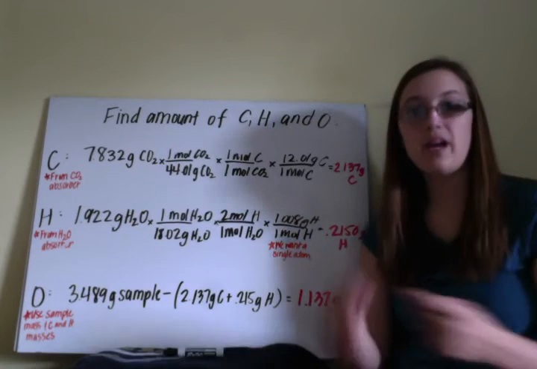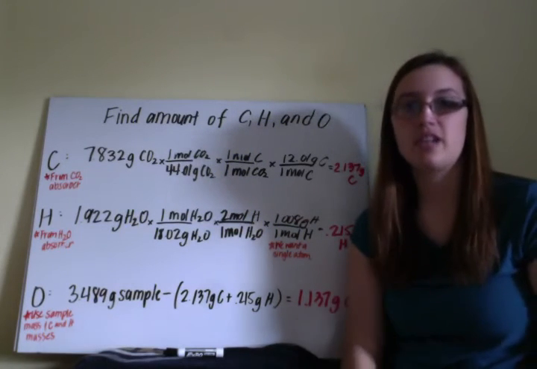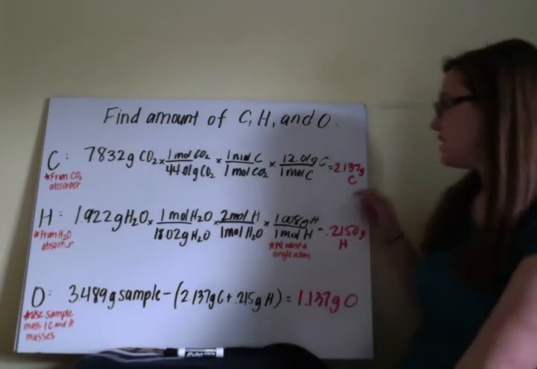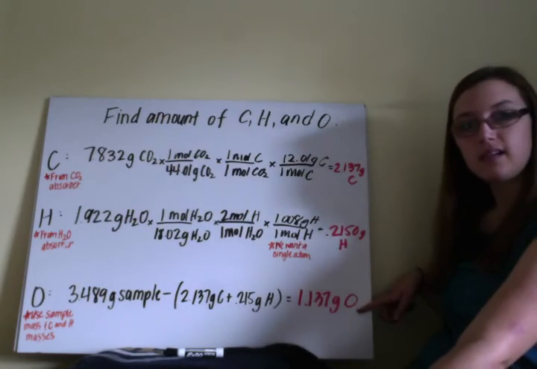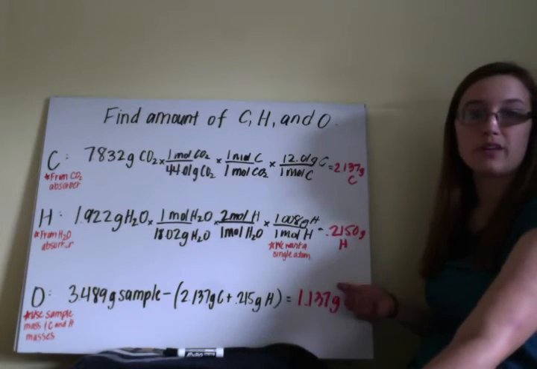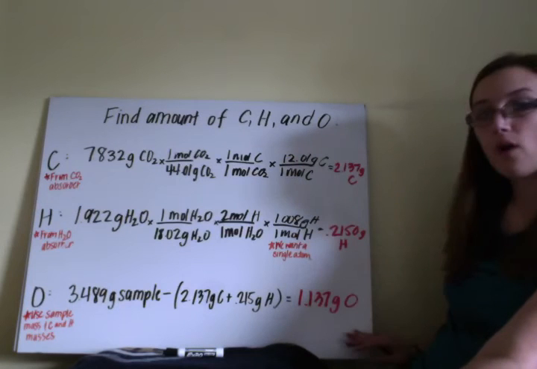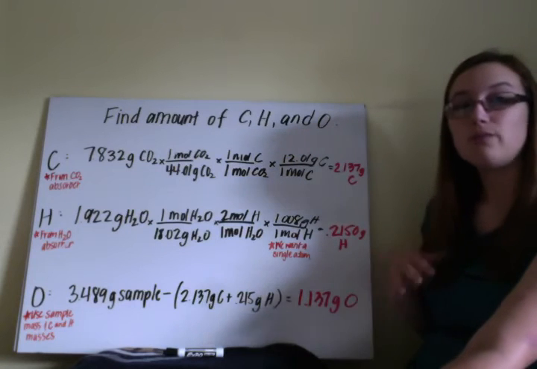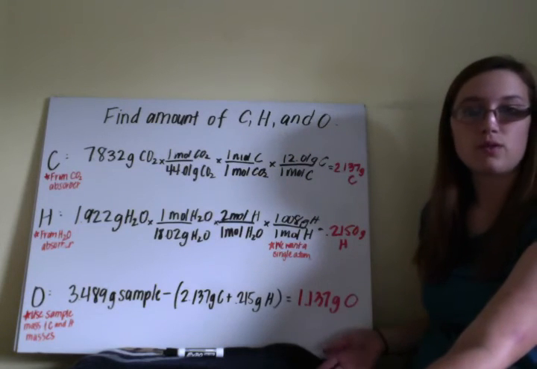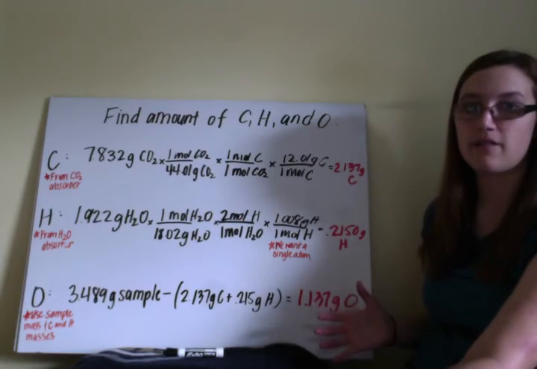Okay, so now we have our mass of carbon, our mass of hydrogen, and our mass of oxygen. Notice in each of these masses, I went out to more than 3 significant figures. I went out to about 4 for each of these. Don't round until the very end as you work through these problems, just to reduce the amount of error.